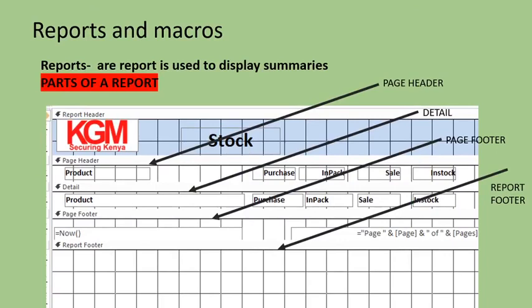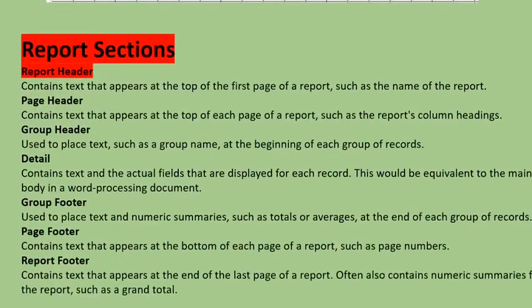Reports are used to display summaries or analyzed data when you want to print, and therefore I have given you a screenshot of the parts of a report. We have page header, detail, page footer, report footer. Those are the common ones that you have to see for every report. To see these, you just go to report in design view. Then once you go to report in design view, you can see this. That is the reports and the parts of a report.